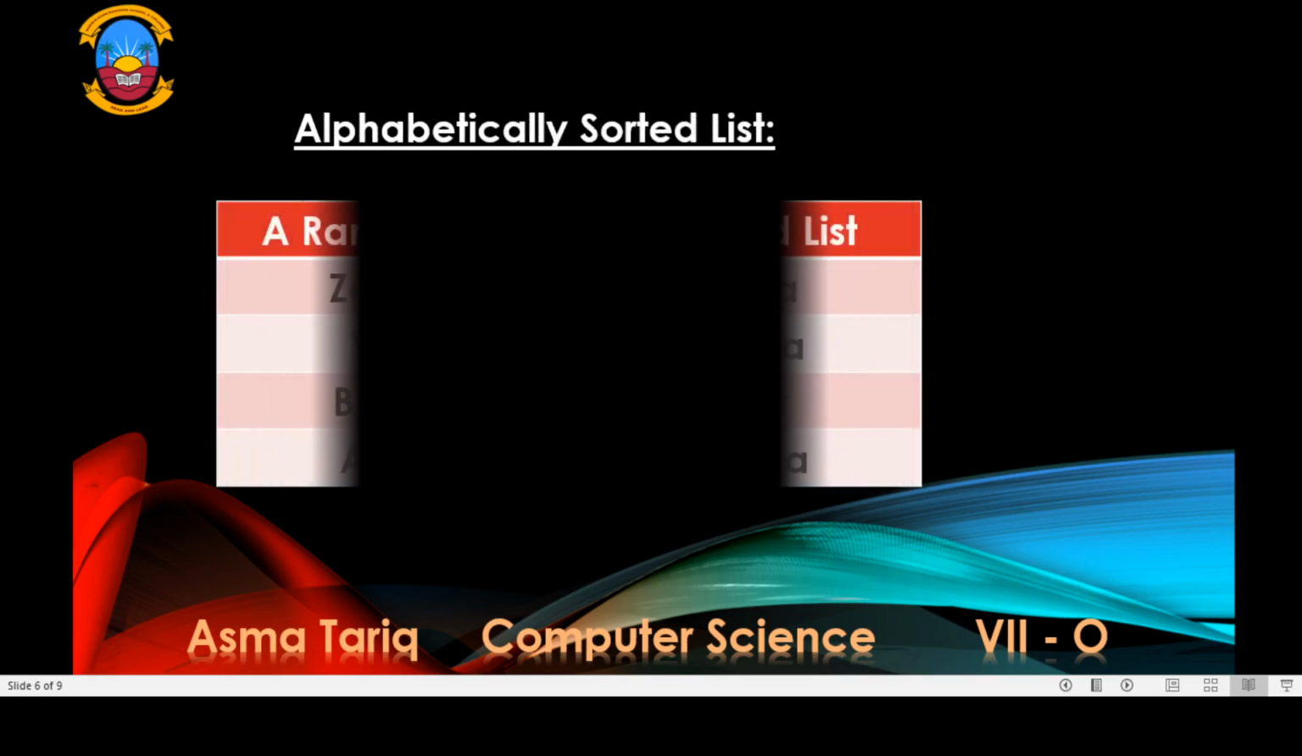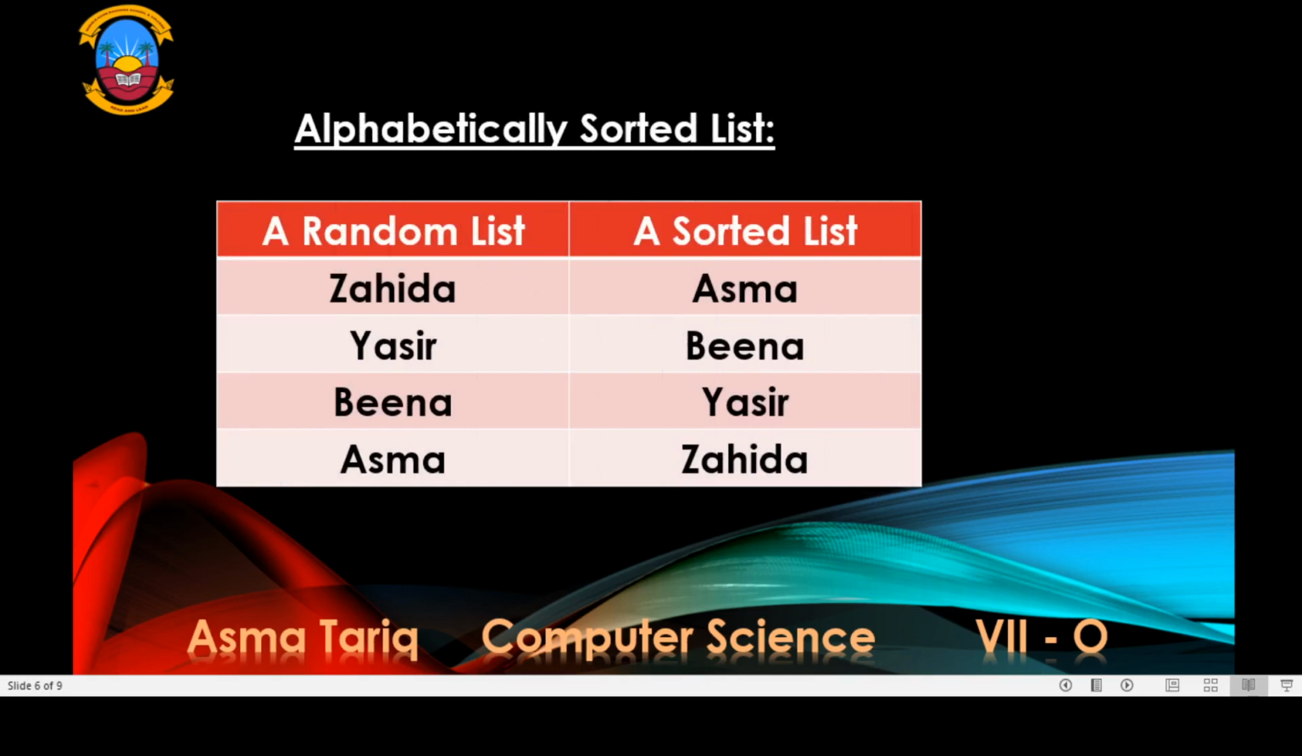This is an example of an alphabetically sorted list. In this list, the first part is a random list in which the names are displayed randomly, and the second part of the list displays the names in alphabetical order. In the first list, the first name is Zahida, and the alphabetically sorted list displays the first name, Asma, starting with A, the second name starting with B, the third name starting with Y, and the last name starting with the character Z, according to alphabetical order.